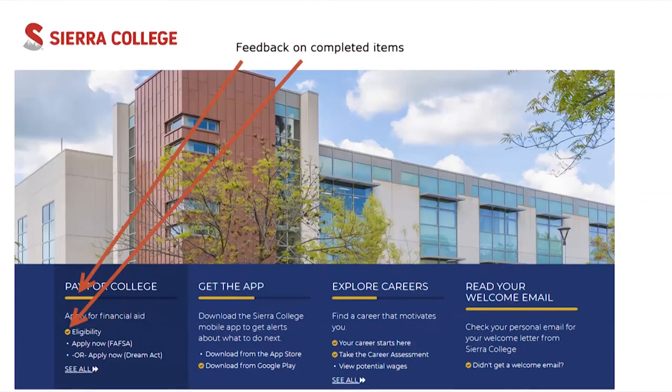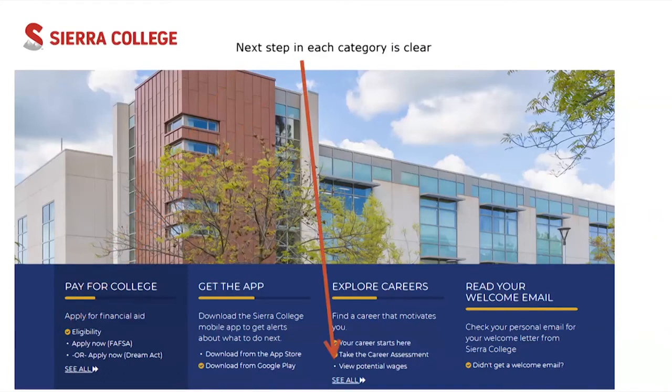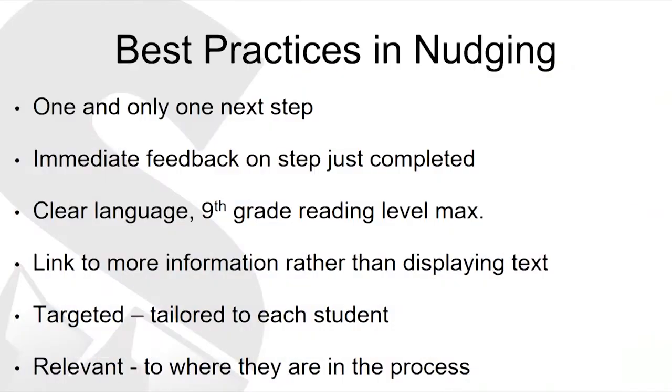One thing that's really nice is the feedback on the completed items. As a student progresses through, again, you can have 4 cards showing at a time or fewer, but as they complete items, it's evident to them that they've done that. We like that the next step is clear. It's not checked. It's still a bullet point to be done.